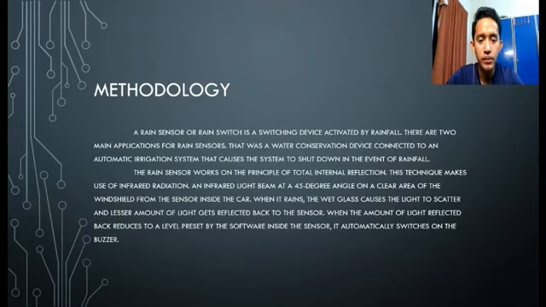infrared radiation, an infrared light beam at a 45-degree angle on a clear area of the windshield from the sensor inside the car. When it rains, the wet glass causes the light to scatter and a lesser amount of light gets reflected back to the sensor. When the amount of light reflected back reduces to a level preset by software inside the sensor, it automatically switches on the buzzer.